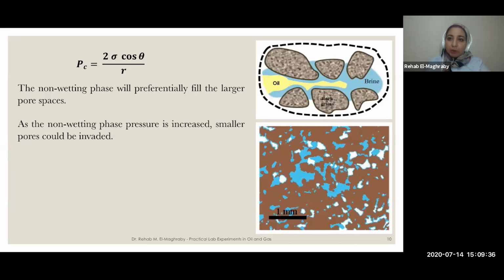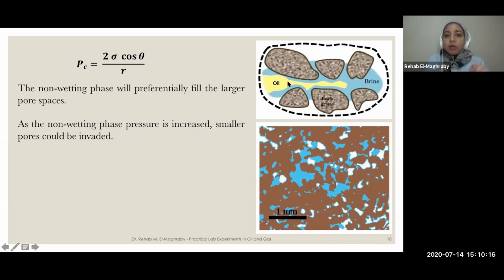So according to our primary drainage, we understand now there is a minimum pressure that the oil has to exert. For this expression, it is expected for the oil to fill the larger pores first, because at a very low pressure you can fill the larger pores. So what will happen for the non-wetting phase? It moves from one pore to the other, pushing the brine in front of it, as long as this pressure is enough to overcome the threshold pressure of your pore.